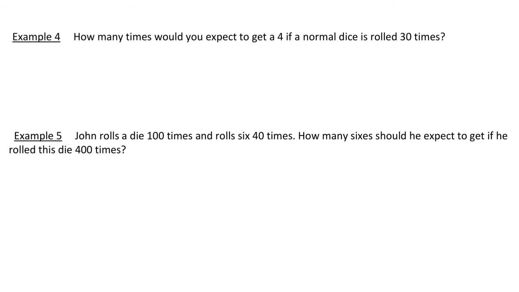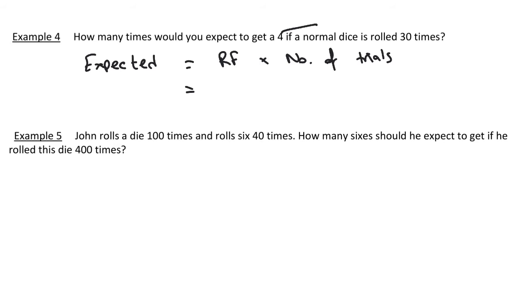So in example 4, how many times would you expect to get a 4 if a normal dice is rolled 30 times? So to work that out, the expected number is going to be the relative frequency times by the number of trials. So the relative frequency for a 4 on a normal dice is 1 out of 6. So it's going to be 1 over 6 times 30.